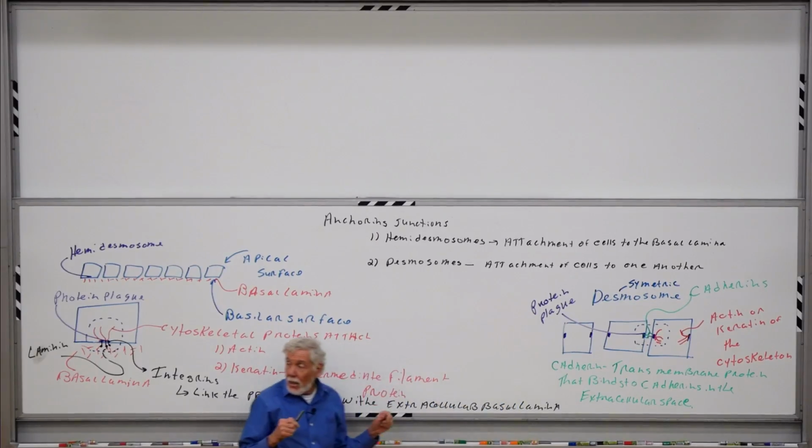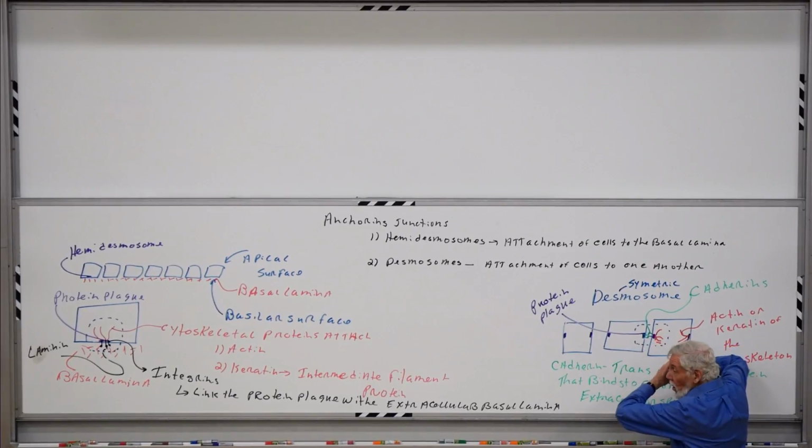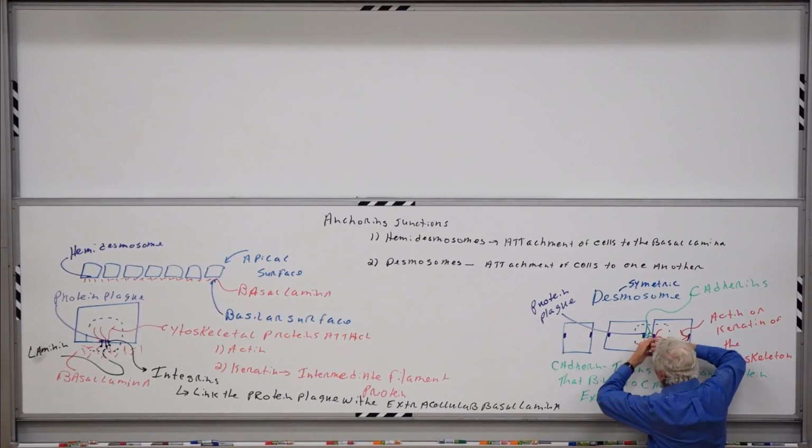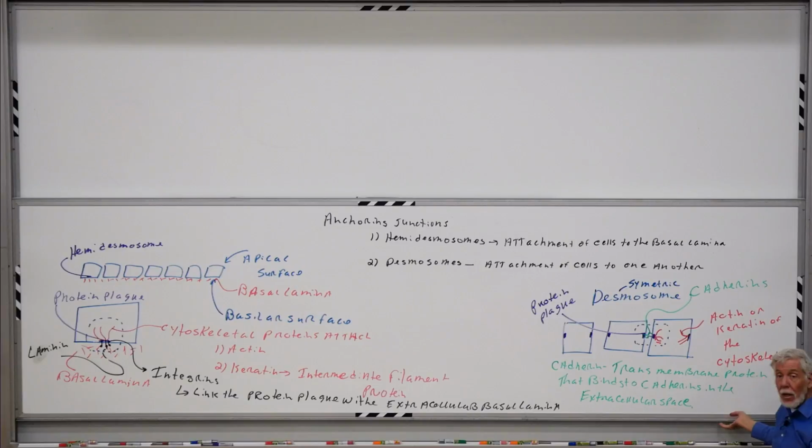So the question here is, how close are these adjacent cells? These cells are remarkably close because the only space between them are the cadherin molecules. I'm not sure what the space is, but I suspect it's even less than the gap junctions. And the gap junctions are 20 nanometers.